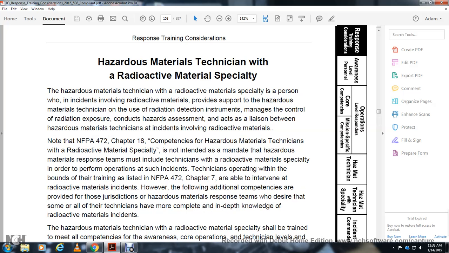Chapter 18, the hazmat technician with the radioactive material specialty, is not intended to mandate that the hazmat response team must include a radioactive material technician in order to perform operations at the incident. Technicians operating with their own training under National Fire Protection Association 472, Chapter 7, are able to intervene in radioactive material incidents.